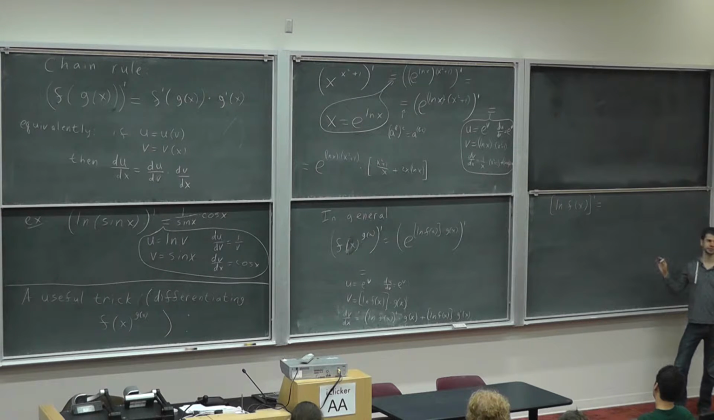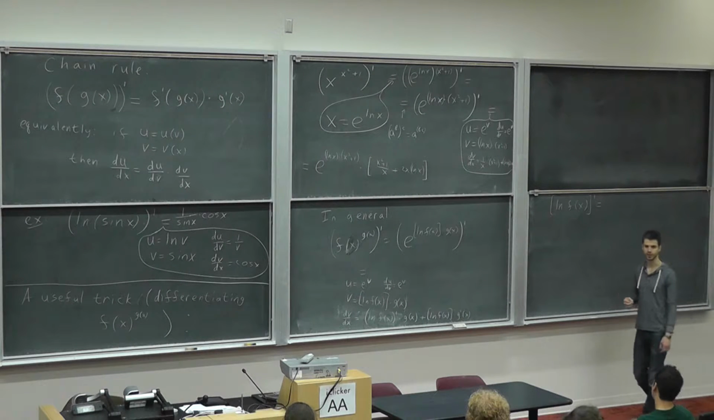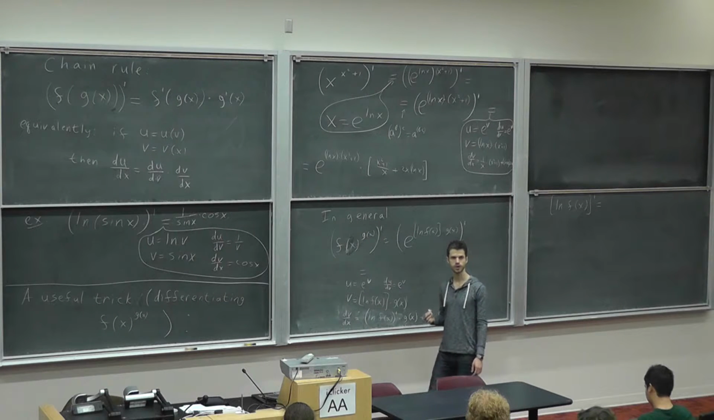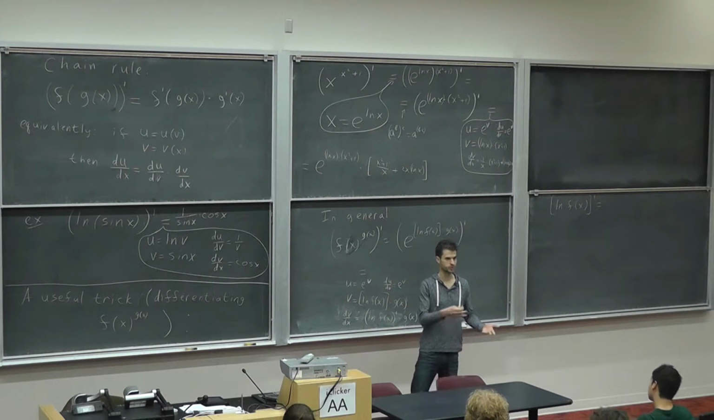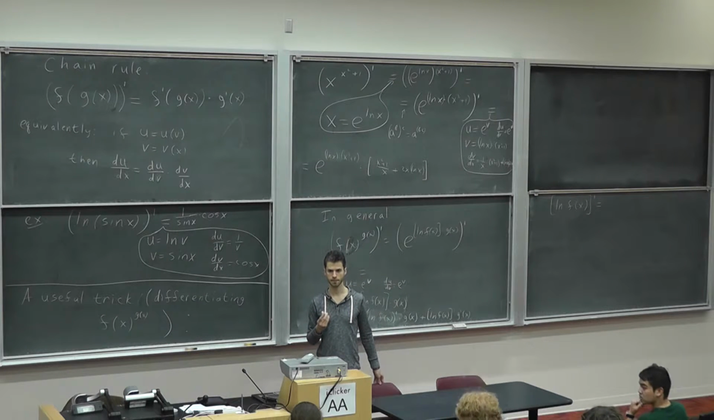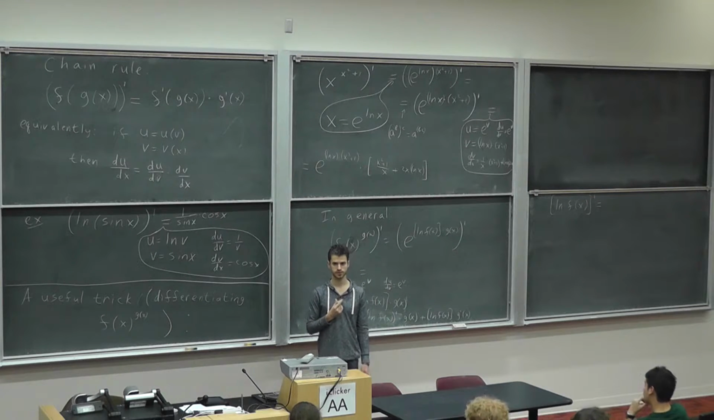Would it be correct to write that it's just 1 divided by f of x? What would be the objection to this? Why can I not write that it's 1 over f of x? After all, the derivative of logarithm is 1 over its argument, so why not? Yeah. This is still a function, so you have to use the chain rule.